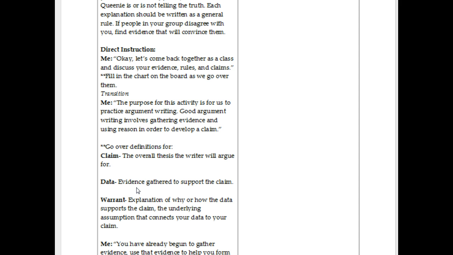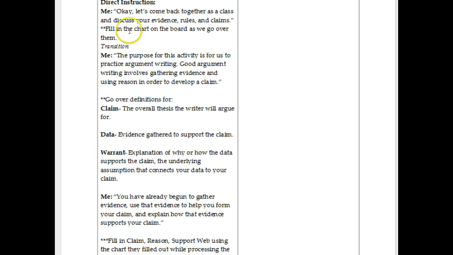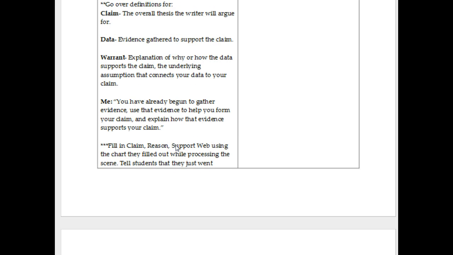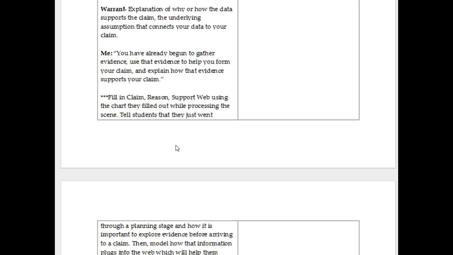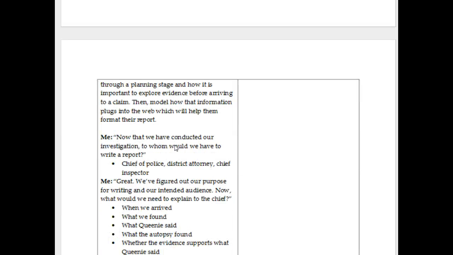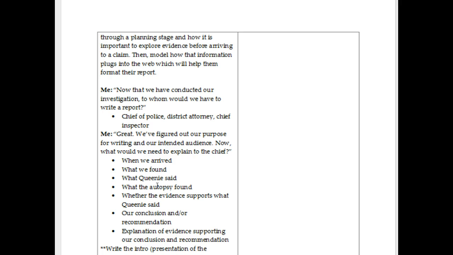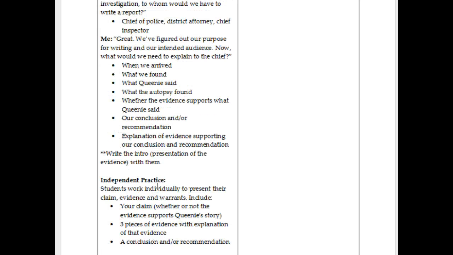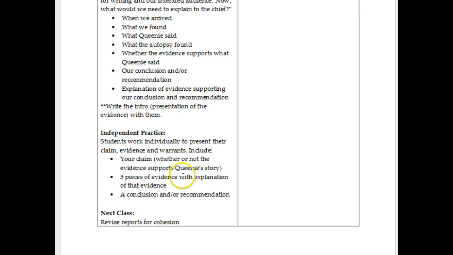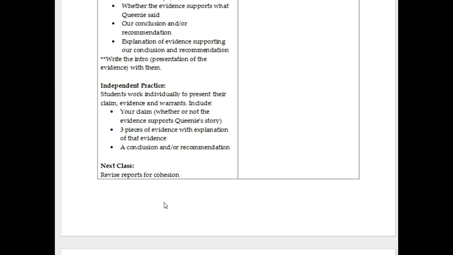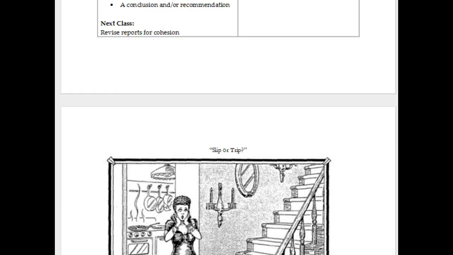So good, I'm glad at this point, you've allowed them to experience before you labeled. Beautiful. Okay, filling in their claim, reason, support, web. All right, excellent. And now that they've conducted the investigation, we're going to write a report. Beautiful writing piece to follow this up so that it actually is argumentative writing with a conclusion that came straight from the activity that they were doing. Really nice, okay? Allowing them to go either way, whether you think Queenie did it or not, and then revising for cohesion as a follow-up.